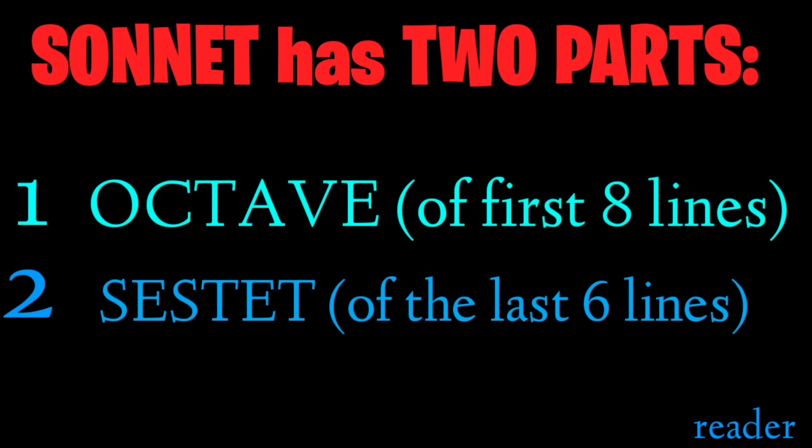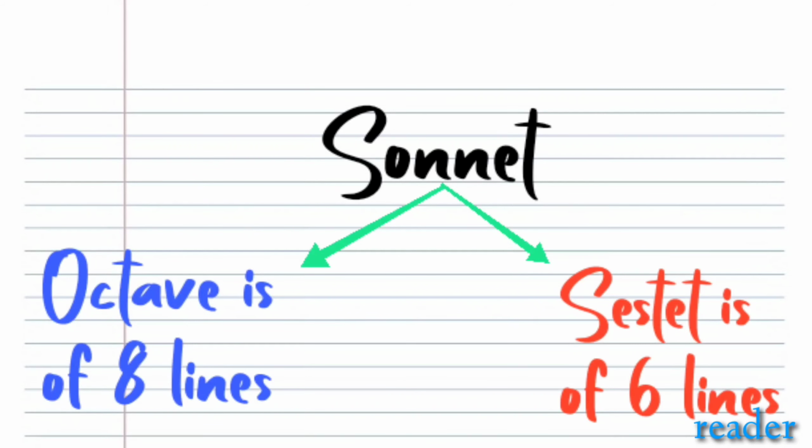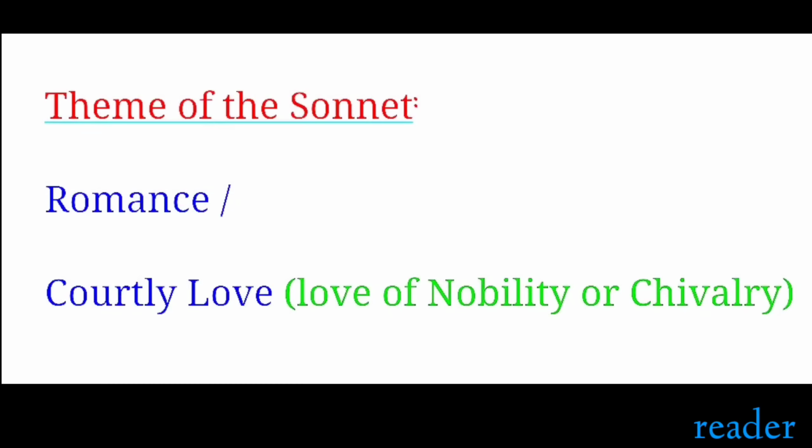The first 8-lined part is called octave. In octave we can see 8 lines, and in sestet we can see 6 lines. So the 6-lined part is sestet and the first 8-lined part is octave. The theme is the romance or courtly love of nobility and chivalry. The theme of the sonnet is romance or romantic love or courtly love of nobility or chivalry.